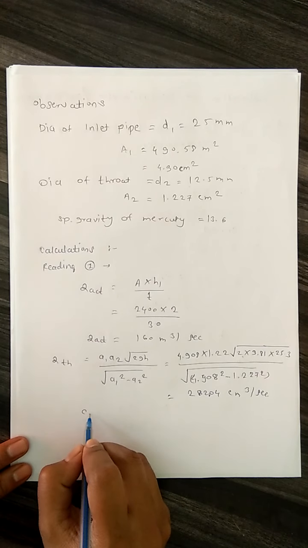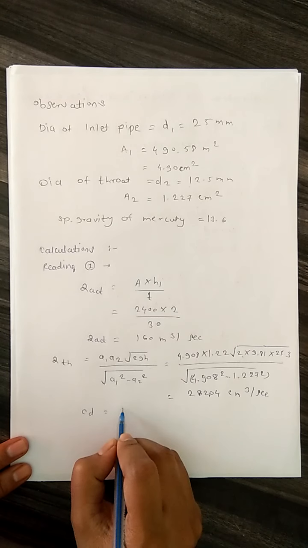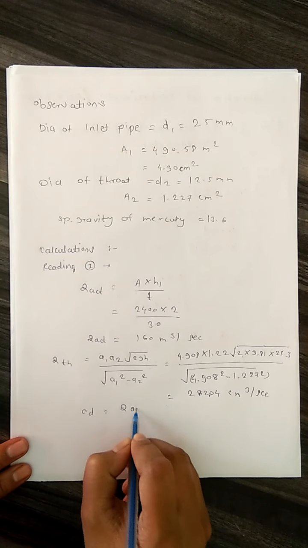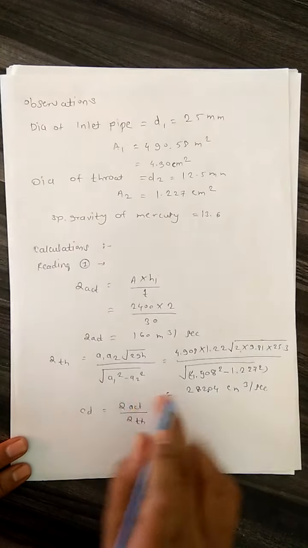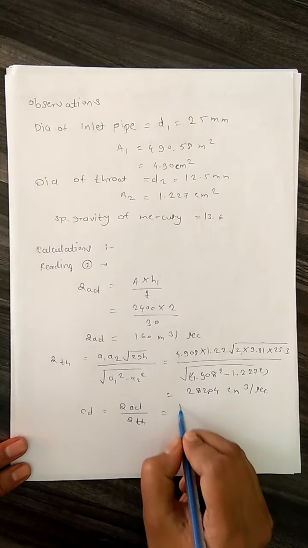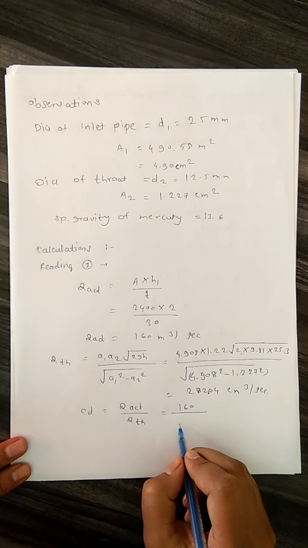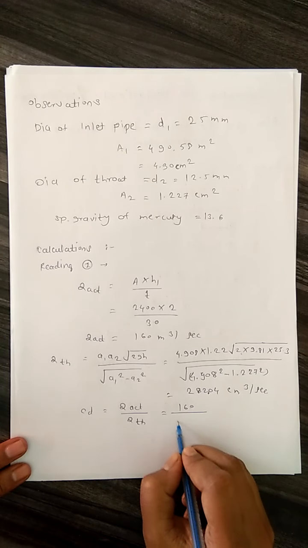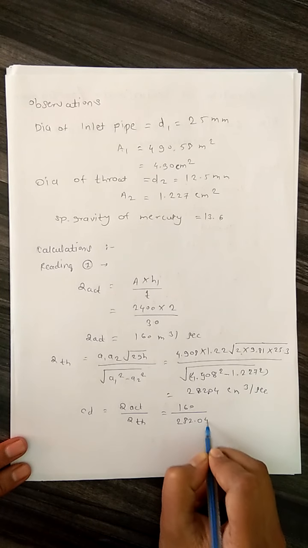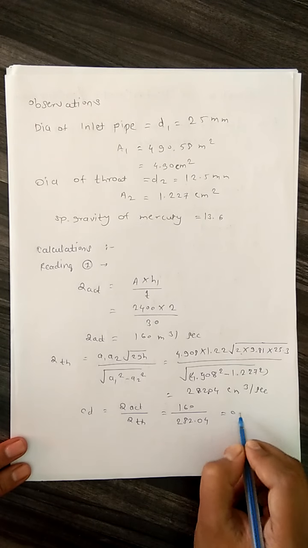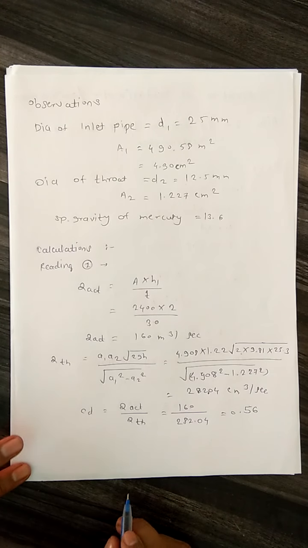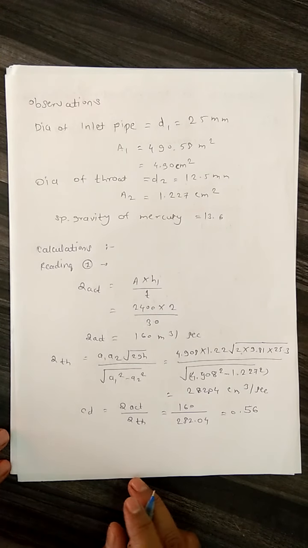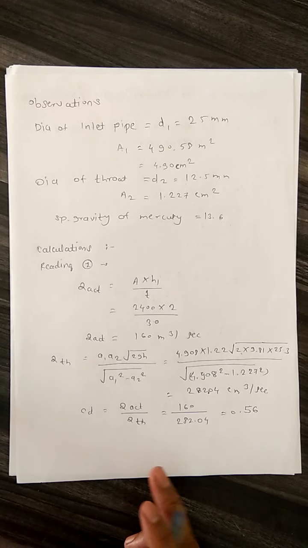We have to calculate the coefficient of discharge. So we calculate Q actual divided by Q theoretical. We have the value for Q actual as 160 meter cube per second divided by Q theoretical, 282.04 centimeter cube per second, and we get the coefficient of discharge as 0.56. Similarly we calculate for reading number two.